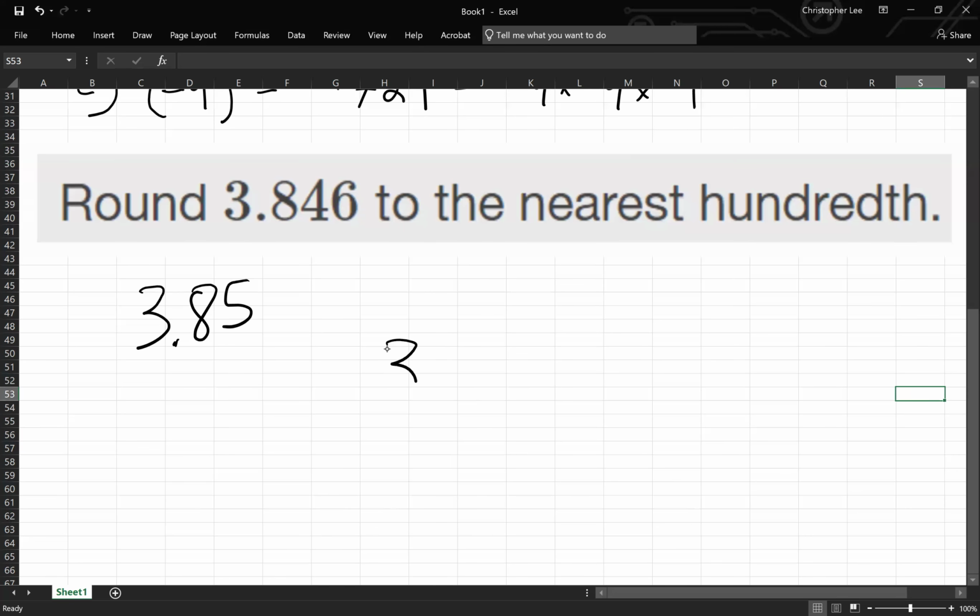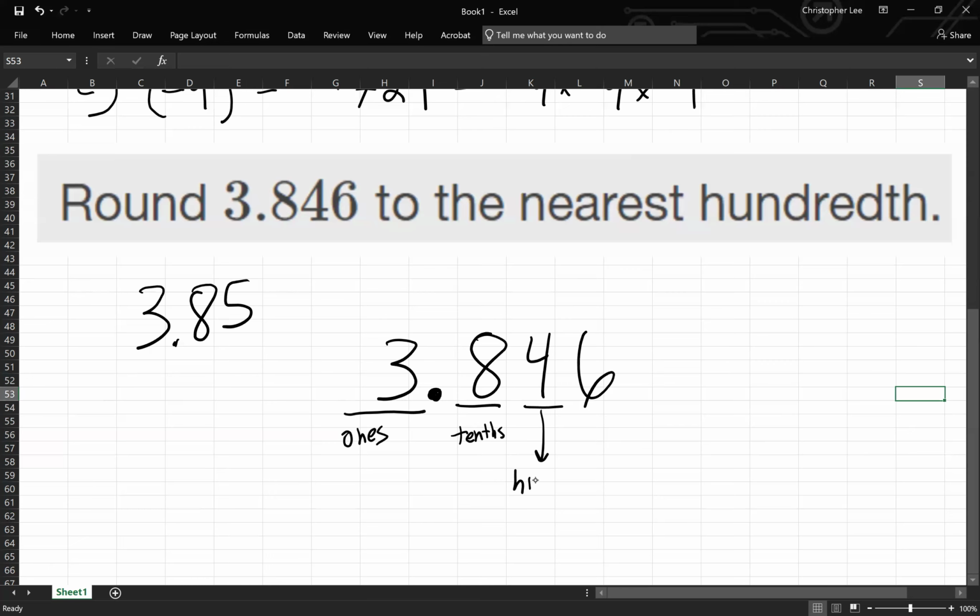So when we have this number here, 3.846, remember that this is called the ones place. This is your tenths. This is the hundredths. And this one is the thousandths. Right?